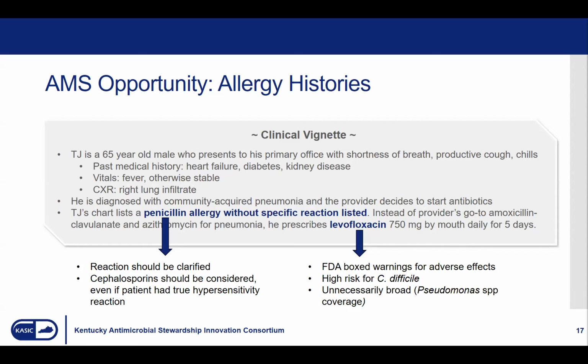In his chart, he sees that he has a penicillin allergy without any specified reaction listed. So instead of the provider's go-to, which is amoxicillin-clavulanate with azithromycin for pneumonia, he prescribes levofloxacin. Now, a couple teaching points here. That unspecified penicillin reaction really should be clarified with the patient.